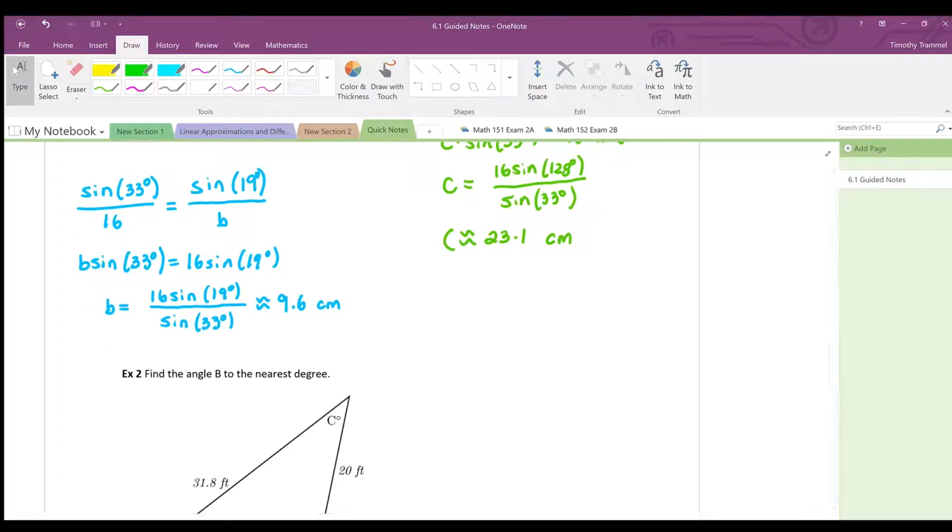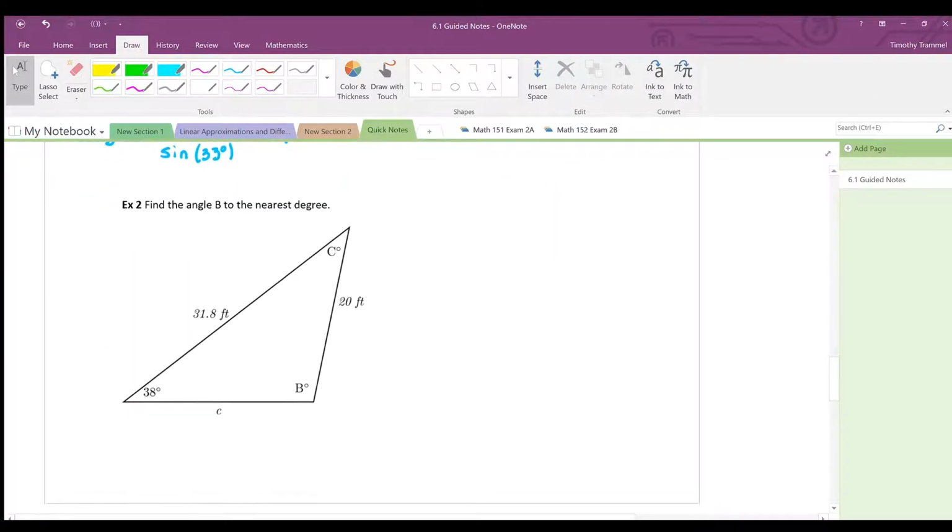On to example 2. Find the angle B to the nearest degree. Well, again, this is an oblique triangle, so we can't use SOHCAHTOA. So our only tool that we know of yet to deal with these oblique triangles is the law of sines. Now, in order to even be able to use the law of sines, you need to know a corresponding angle and side, and we are lucky enough that we do.